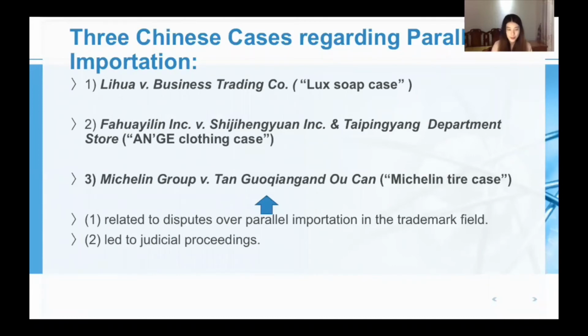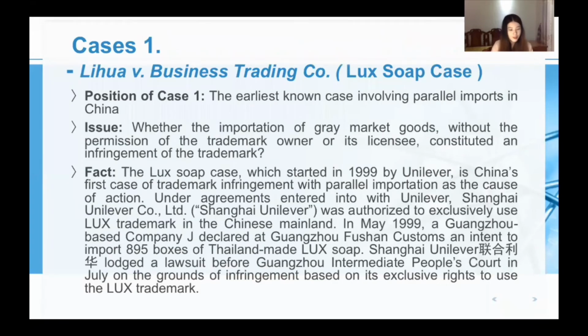The Luxor case: under agreements entered with Unilever, Shanghai Unilever Limited Company was authorized to exclusively use Luxor trademark in the mainland China. A Guangzhou-based company declared at Guangzhou Foshan Customs and intended to import 895 boxes of China-made Luxor. Shanghai Unilever lodged a lawsuit before Guangzhou Intermediate People's Court in June on the grounds of infringement based on its exclusive rights to use the Luxor trademark.